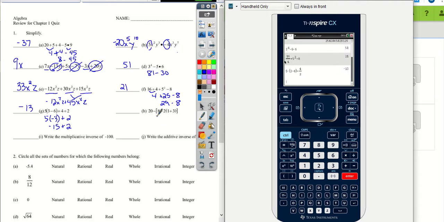Okay. Here's the next one for H. So 20 minus. We're going to do brackets. So we can just press the bracket button, which is going to be control, and then the bracket right there. Okay. So it's 8 minus 2 parentheses. All right. And then 1 plus 3. And then we can arrow all the way out and hit enter, and it should give us 20.